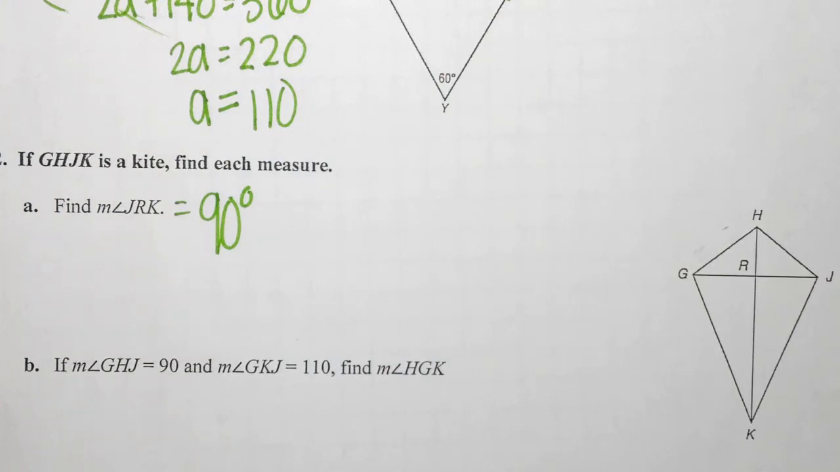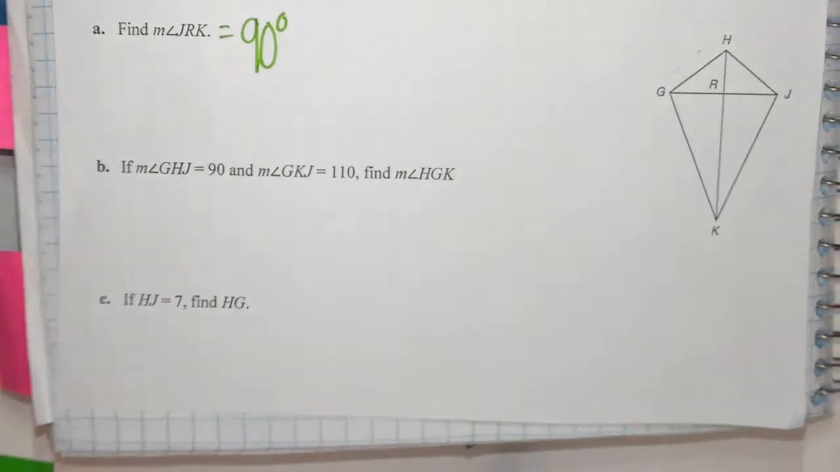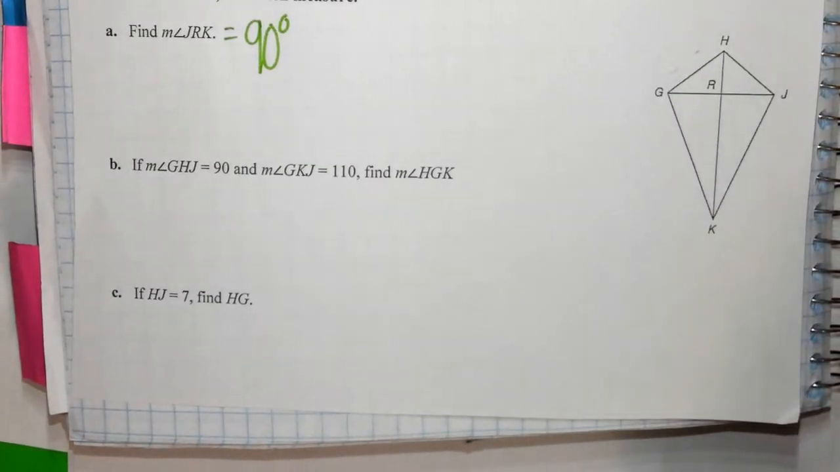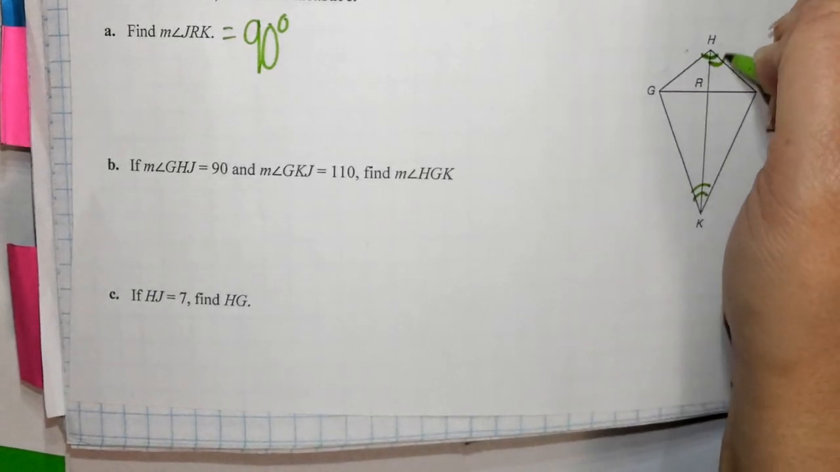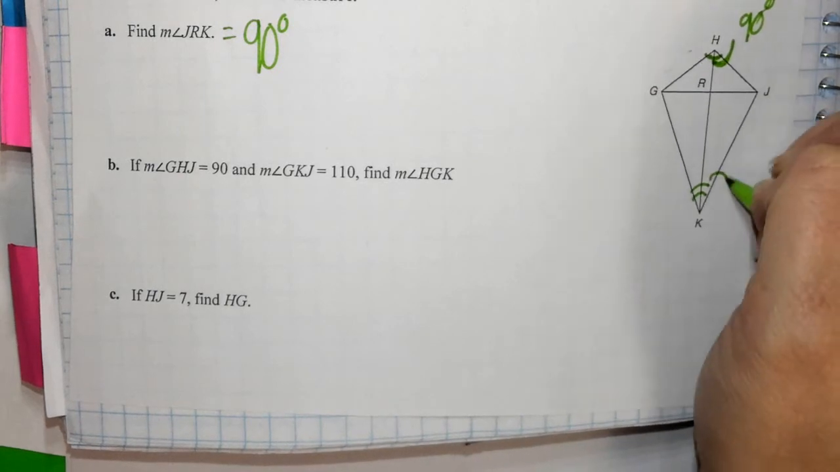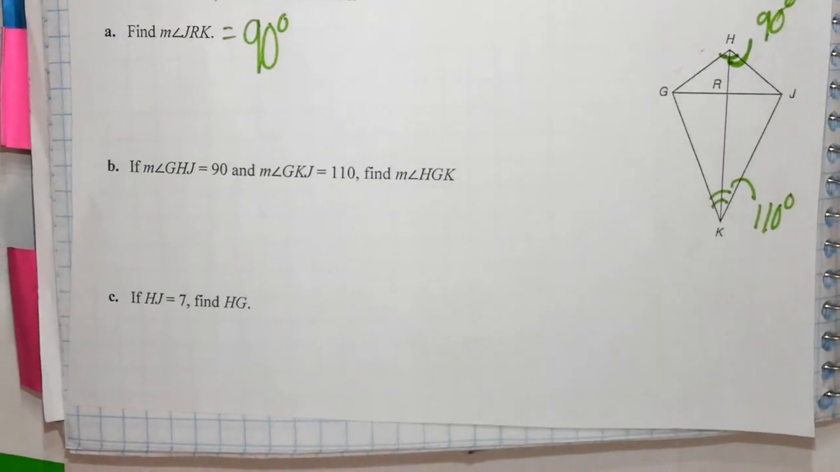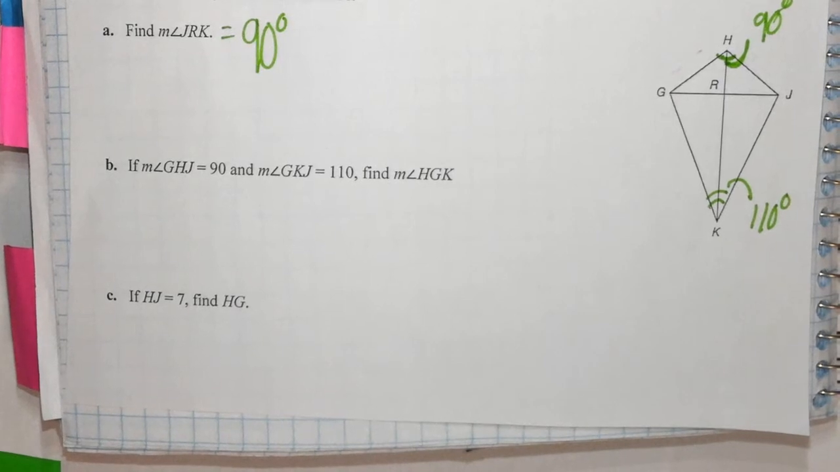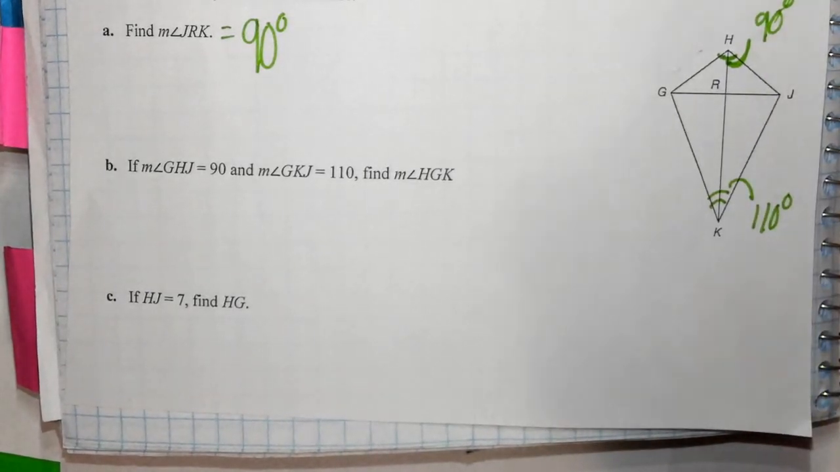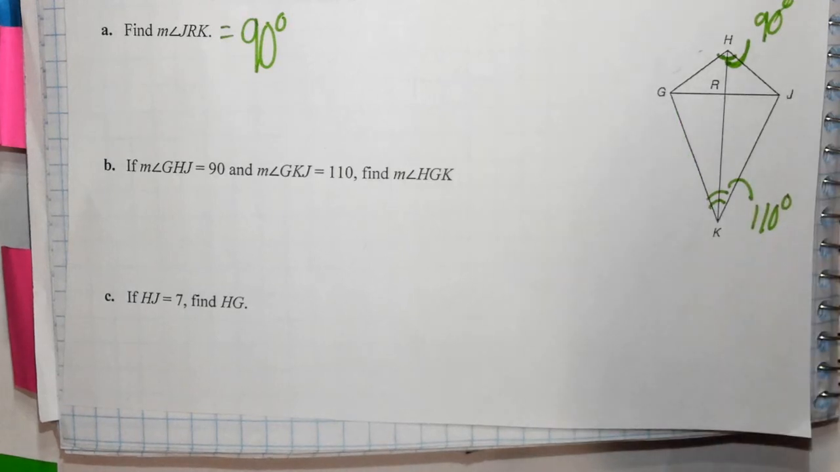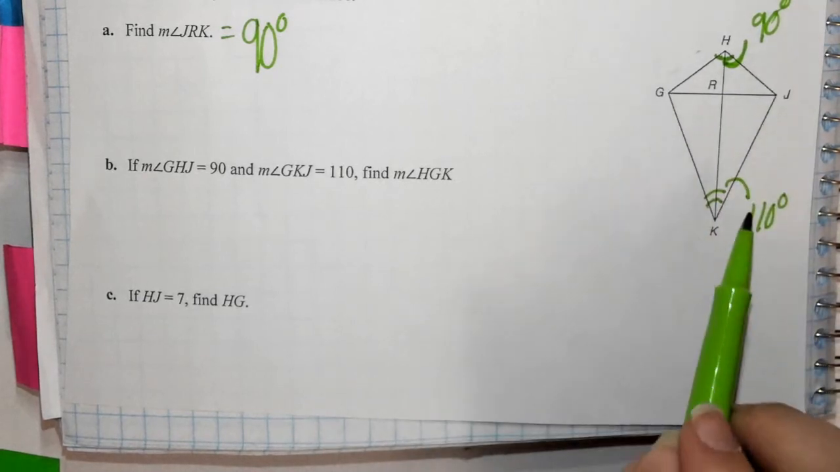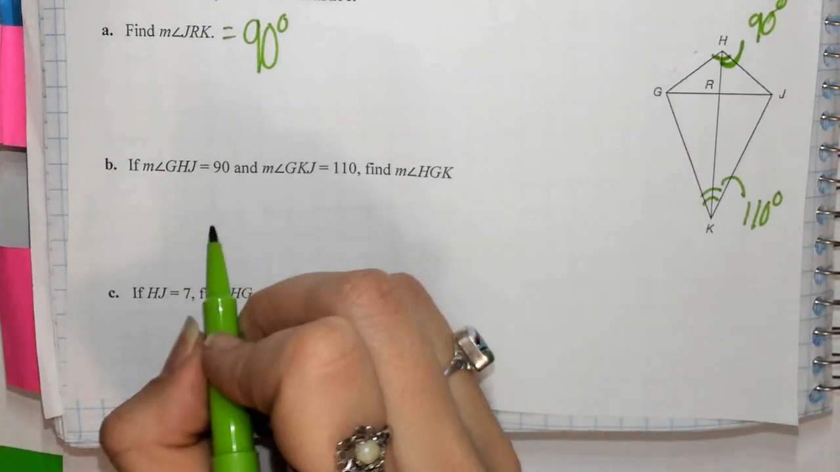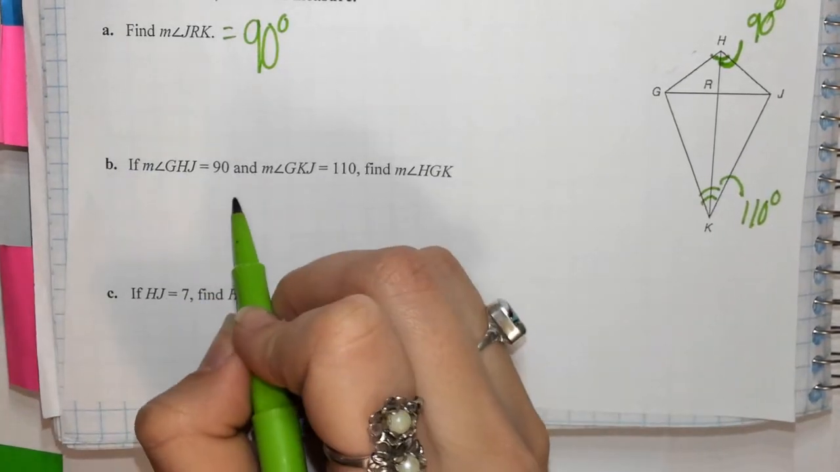All right. Now, it says for the next one that the measure of GHJ is 90 and GKJ is 110. So let's do 2 rainbows. This up here is 90. This down here is 110, correct? Find HGK. So if H and K are not the same thing, what do we know about G and J? They are the same thing. So if we're trying to find what this G is, we would need to add these together and set it equal to 360.